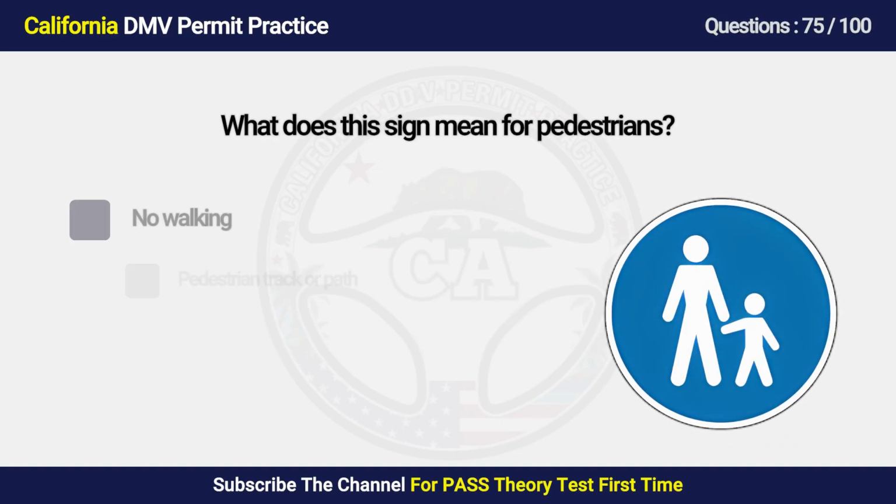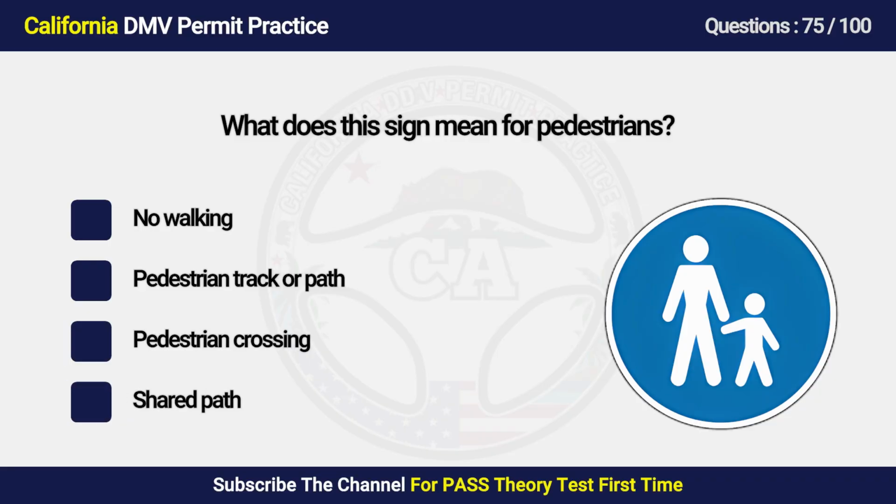Question 75. What does this sign mean for pedestrians? A. No walking. B. Pedestrian track or path. C. Pedestrian crossing. D. Shared path.